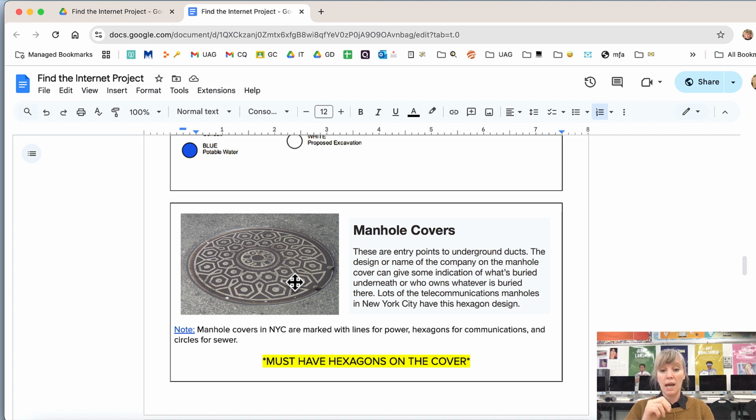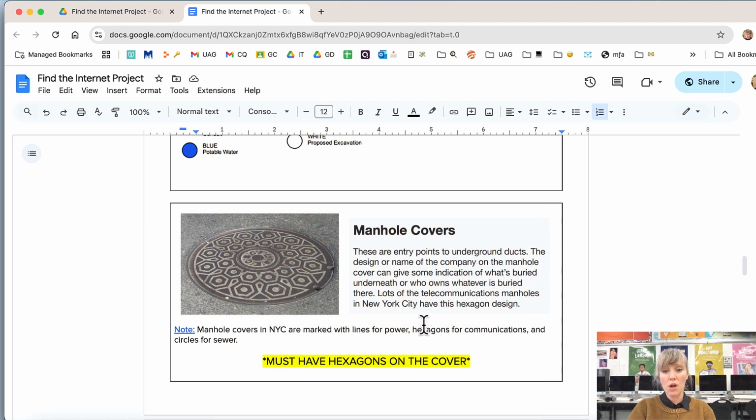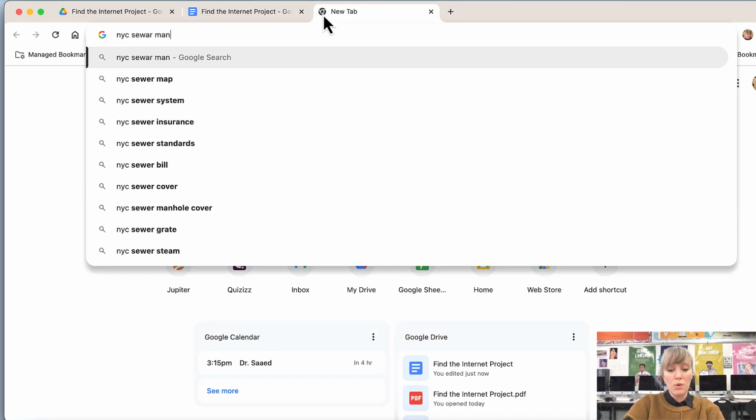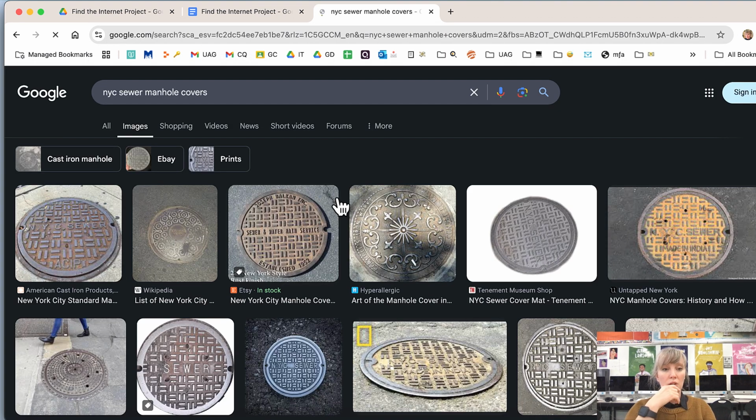The manhole covers with hexagons are where workers take off the cover and go down into the underground in order to access the telecommunication lines. So hexagons are for communication, circles are for sewer. There's other lines for sewer too. There's other indicators on the manhole cover for New York City sewer. If you search NYC sewer manhole covers, you would get to see images like the ones here. These are ones that indicate the sewer, okay?